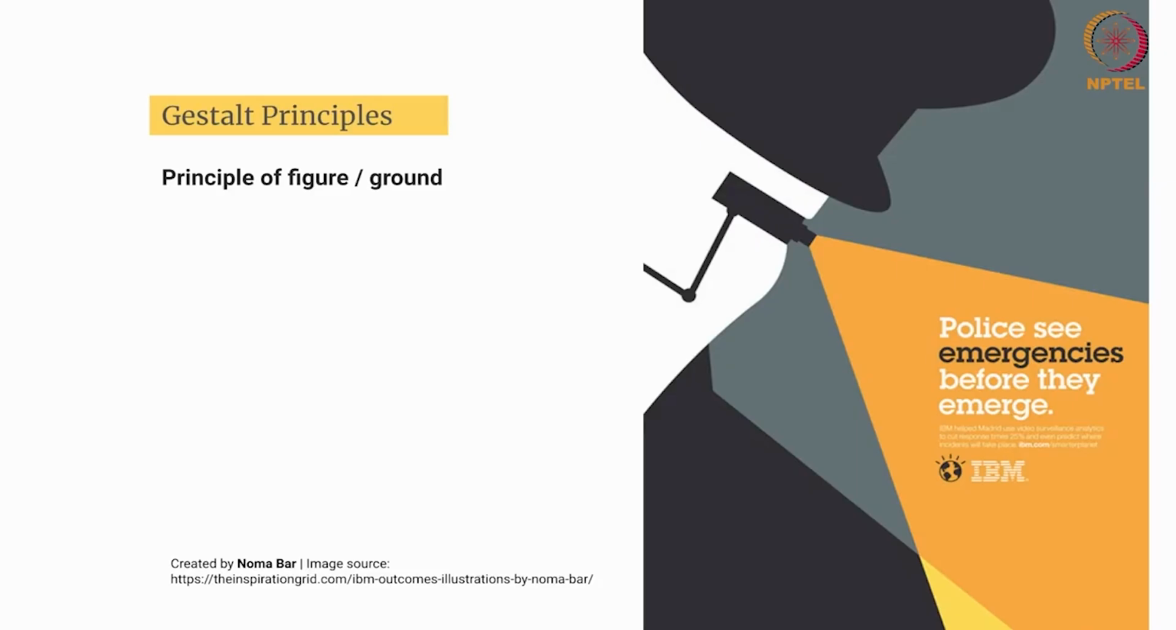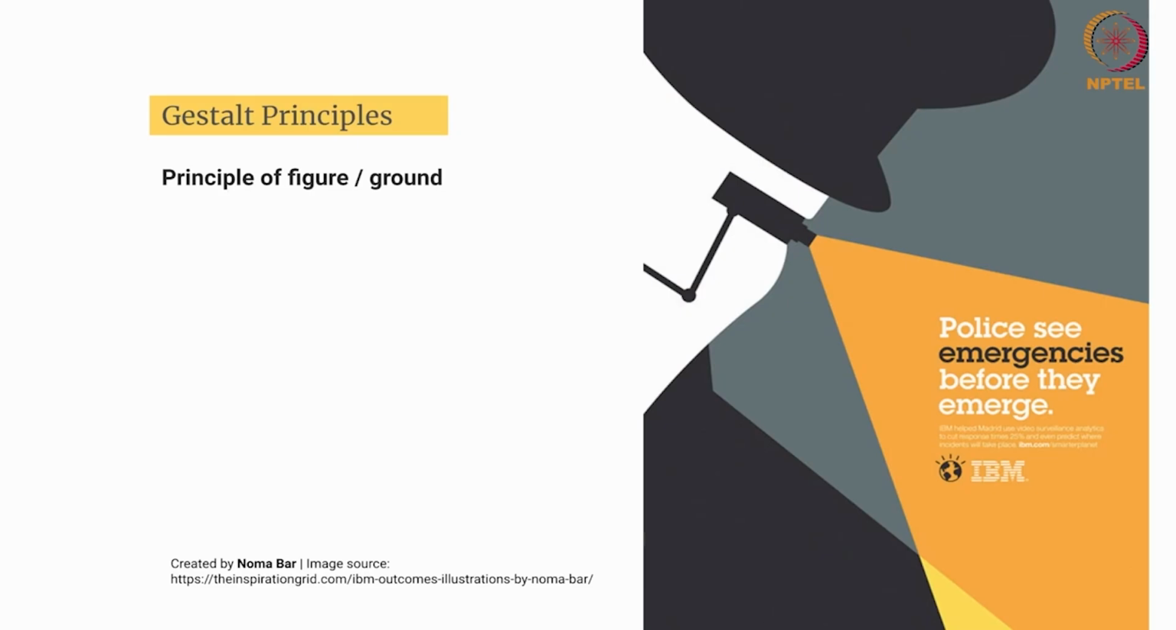We'll look at another poster which you can see here, and this is again a very interesting composition, with both the background and foreground complementing each other to create a better image or to project the story in a much better way. So what does it say? It says, "Police seize emergencies before they emerge." That's a very interesting line, right?